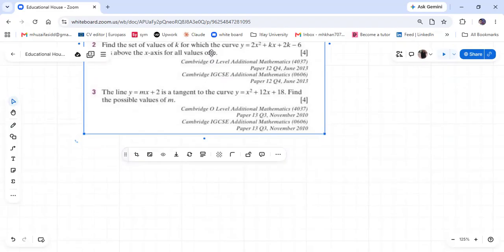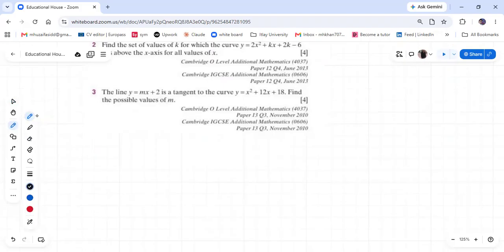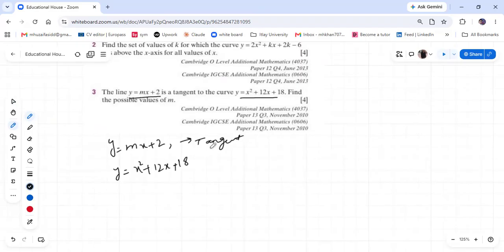So, read this statement carefully. Our exam questions are very easy, but their statements are a little bit tricky. Okay, the line y is equal to mx plus 2 is the tangent to the curve, and this is the curve, and this is the tangent of this equation. Find the possible values of m. So here y is equal to what? We have mx plus 2. This is our tangent, and the curve is y is equal to x square plus 12x plus 18.